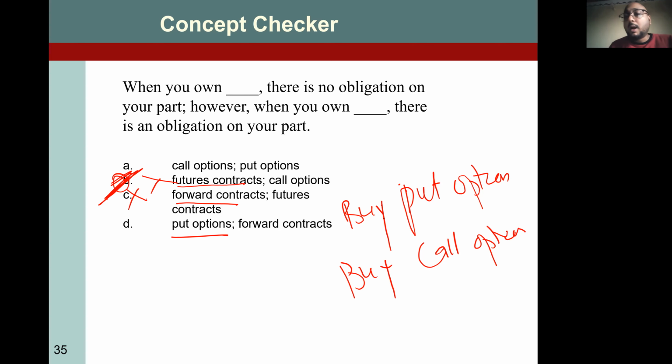When you buy put option, there is no obligation on your part because you have a right to sell. This is right to buy. So we have options here: right to sell. However, when you own forward contracts, you have an obligation. So the only answer is D.